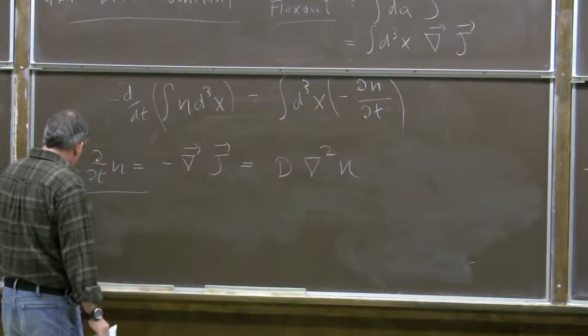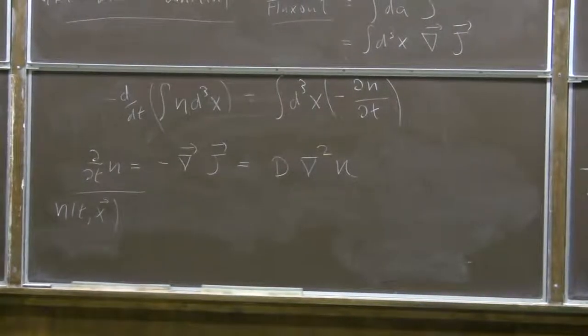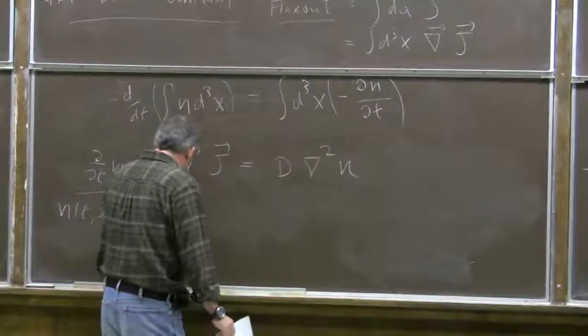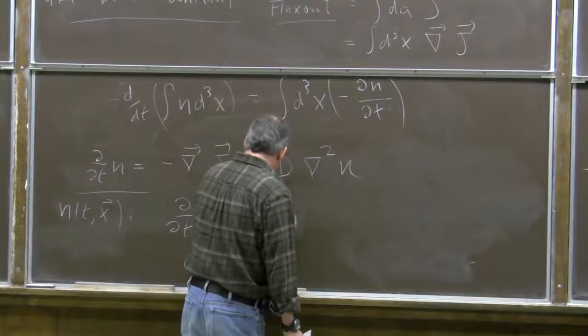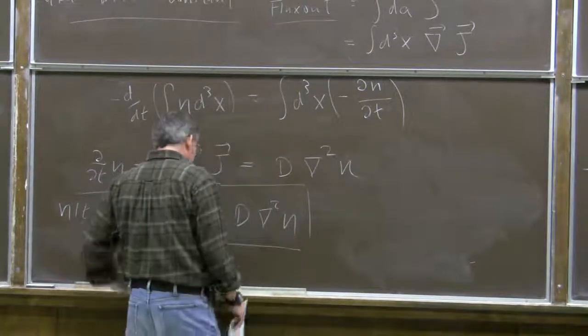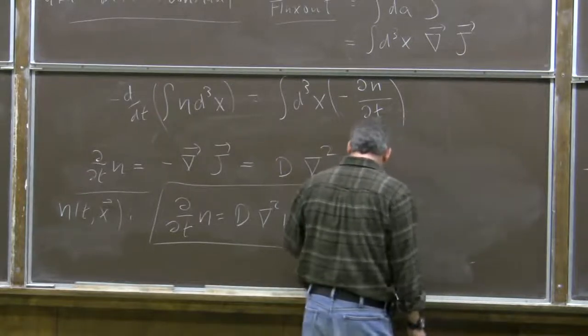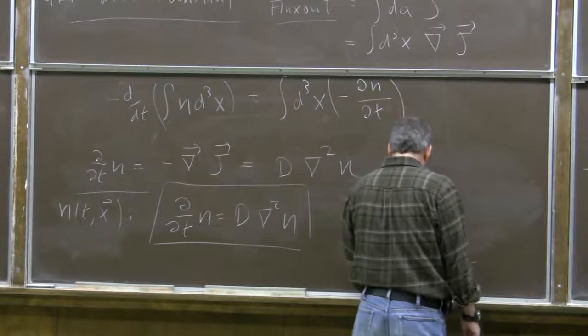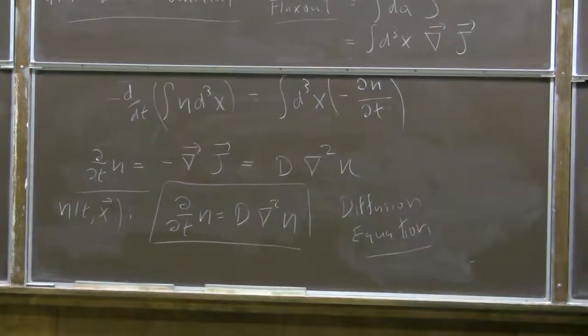I consider n as a function of time and position. It satisfies d/dt n equals D gradient squared n, which is called the diffusion equation. So what we'd like to do is understand that equation from a microscopic point of view, how it arises from molecular collisions.